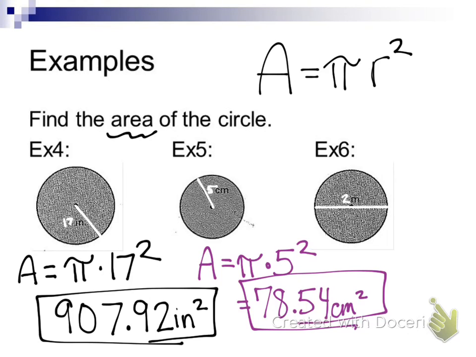All right, now the last one is a little trickier. What's the problem here on number 6? This is the diameter. How do I find the radius if I'm given the diameter? Divided by how many? 2. Yeah, so what's the radius on this one? 1. Very good. And now you use that same formula. So area equals pi times 1 squared. So basically just pi, right?